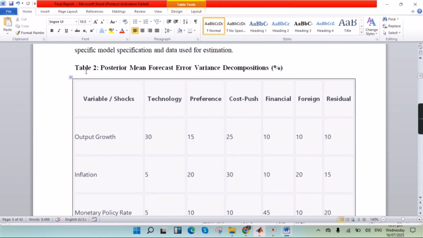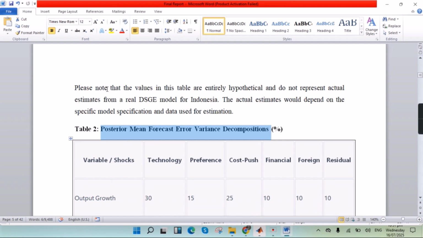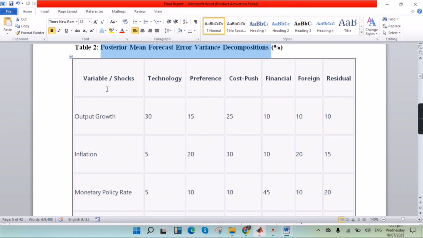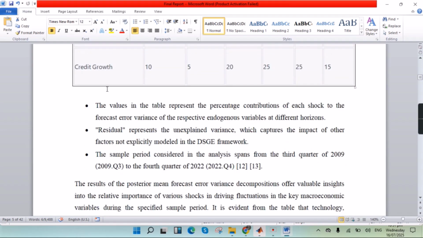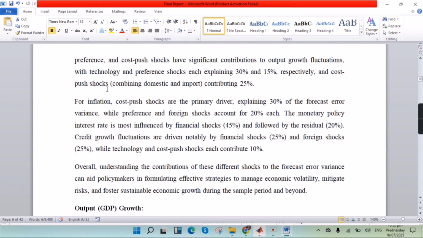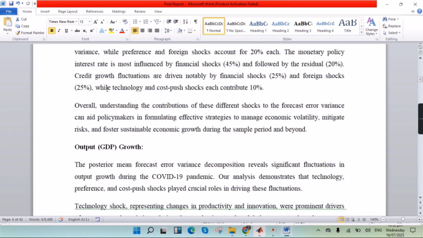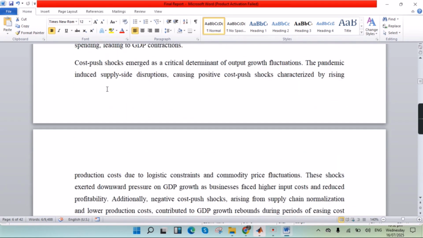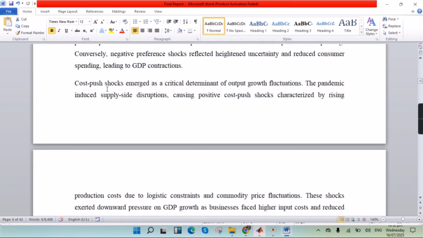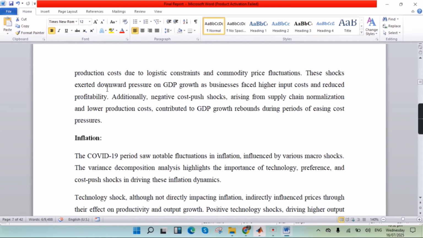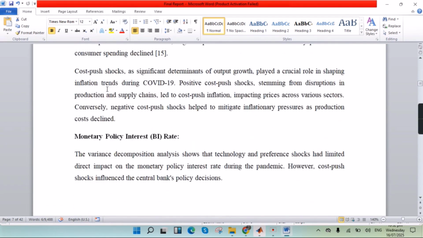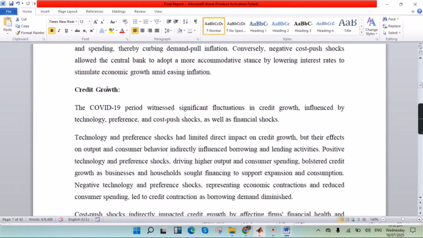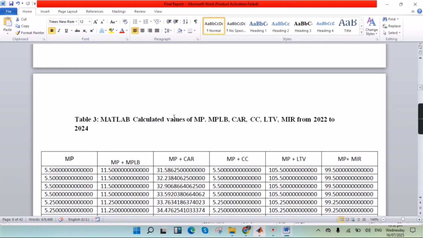After this technique, I have concluded the posterior mean forecast error variance decomposition. Basically, this table represents the error, like the difference in the stock markets during this COVID period. I have also concluded the inflation rate based on primary drivers of forecast error variance and the foreign shocks accounts, and the output GDP is also included in this section. I have explained the output GDP, its growth and its impacts on the inflation rate during COVID-19, then monetary policy, interest rate, basically the BI rate, and credit growth. All these things I have also included.